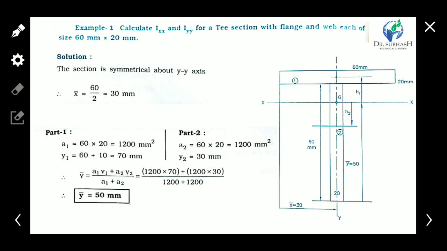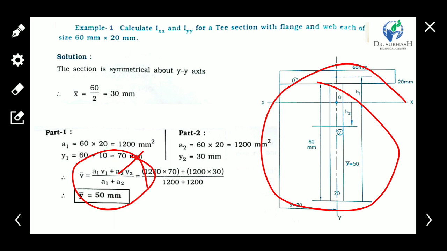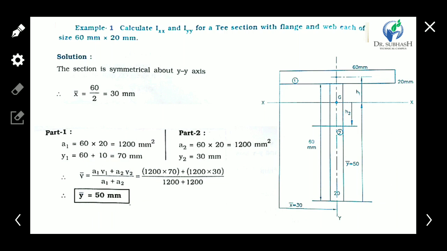Okay, now we have to find out the y bar, and we have an equation for that: (a1 y1 + a2 y2) / (a1 + a2). Area is considered because this is a plane type element. So first of all, consider part 1. Area is 60 into 20, 1200 mm square. Similarly, part 2 has the same area, 1200 mm square, because the dimensions are the same.